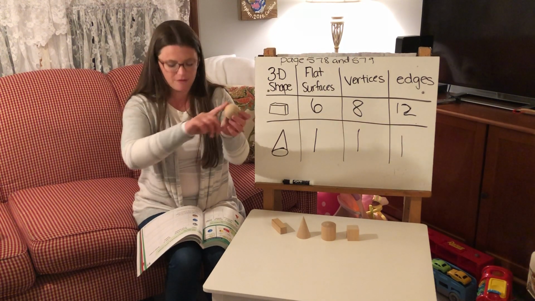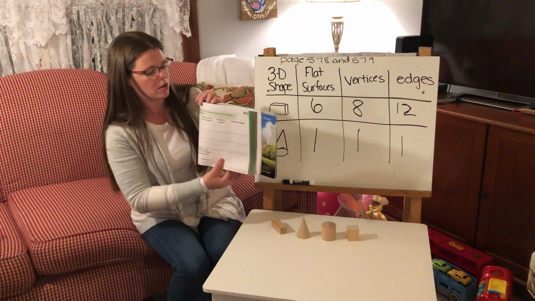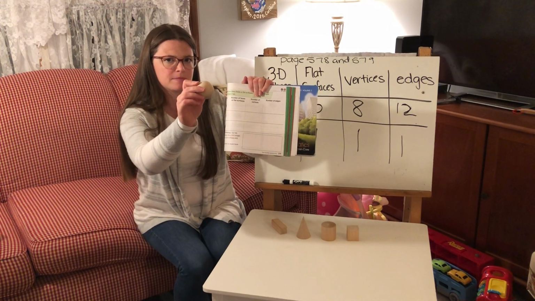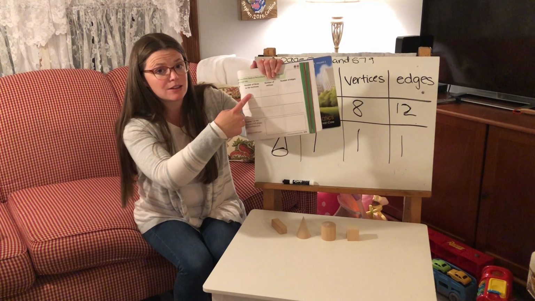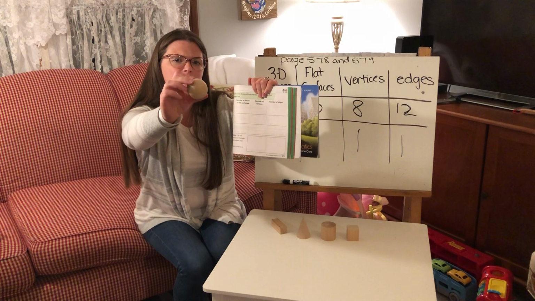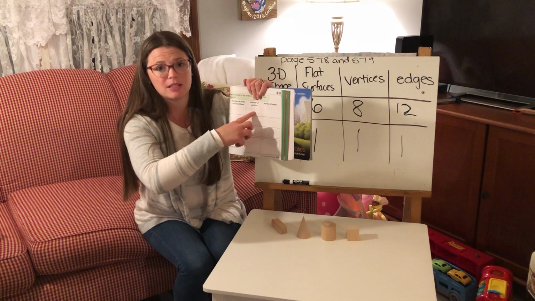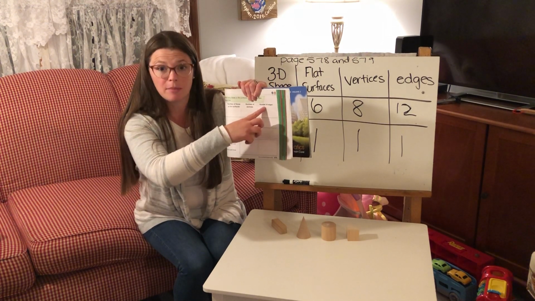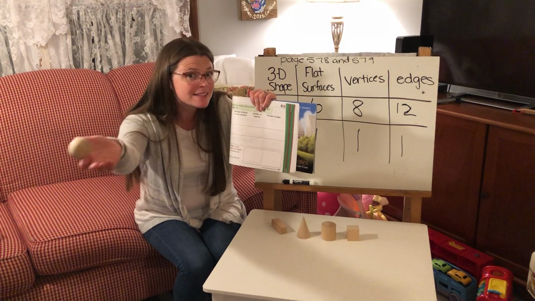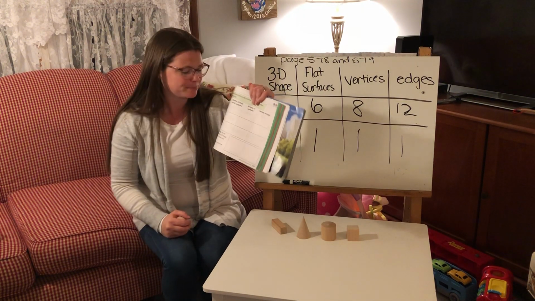So number of flat surfaces. What are you going to put in there? How many flat surfaces? 0, right? So make sure you put a 0 in there. Number of vertices. How many vertices do we have? 0, right? So put a 0 in there. Number of edges. What do you see? 0. There's 0 edges. So this is 0, 0, 0.